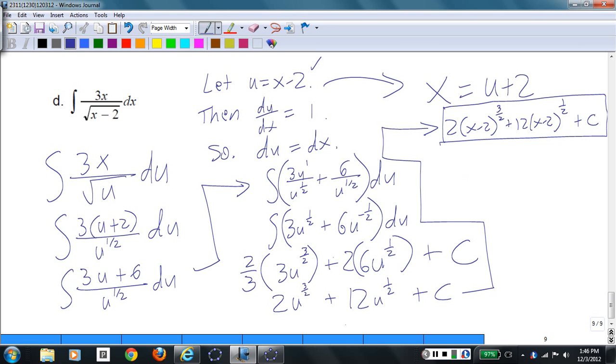The original expression had radicals rather than fractional exponents. So another alternative might be to convert this to radicals. x minus 2 to the 3/2: we're taking this square root, but then we're cubing it. It could be written as 2 times x minus 2 times the square root of x minus 2, plus 12 times the square root of x minus 2, plus c. I believe it would look like that if we tried to write it with radicals rather than fractional exponents. But I think it looks nice enough with the fractional exponents, so I'm going to leave it like that.